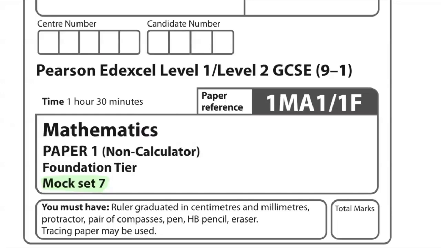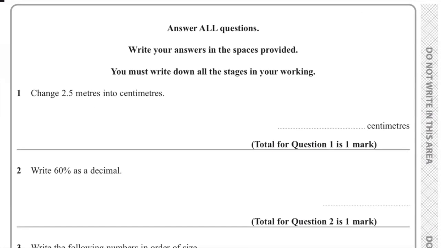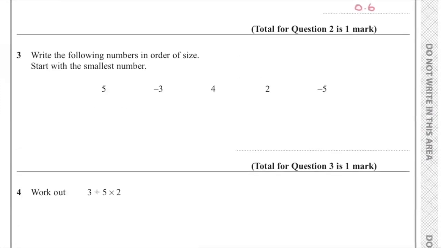Okay, here we go. There are 100 centimeters to a meter, so we would be timesing through by 100 to get 250. 60% as a decimal is 0.6. If you included that 0, they wouldn't penalise you, but we don't need it. Writing the following in order of size, smallest first.